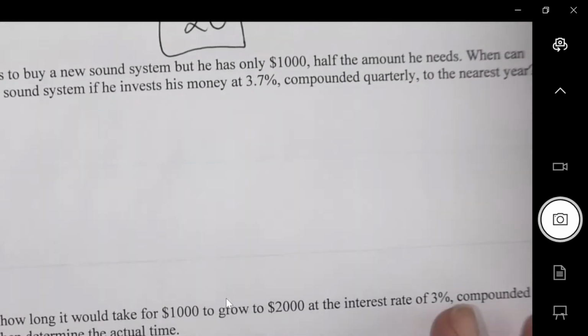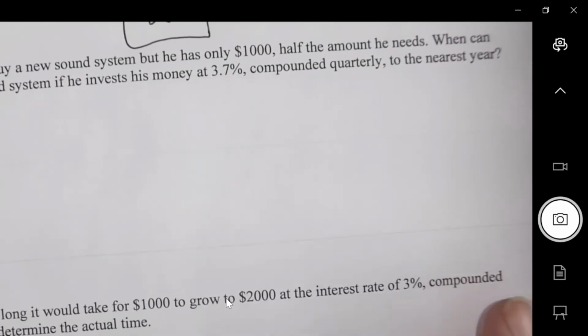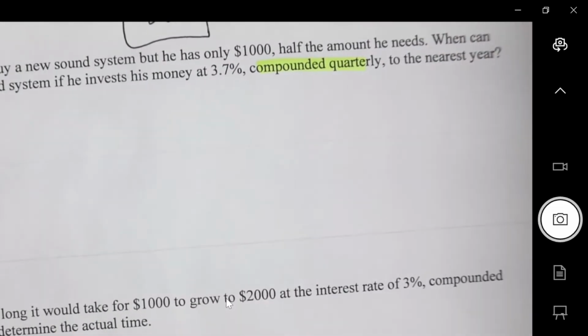Okay, number 7. Pick out the info that's going to tell you simple, compound, regular payments. Simple, compound, regular. Compound. Boom, here's what I need to read: compounded quarterly.